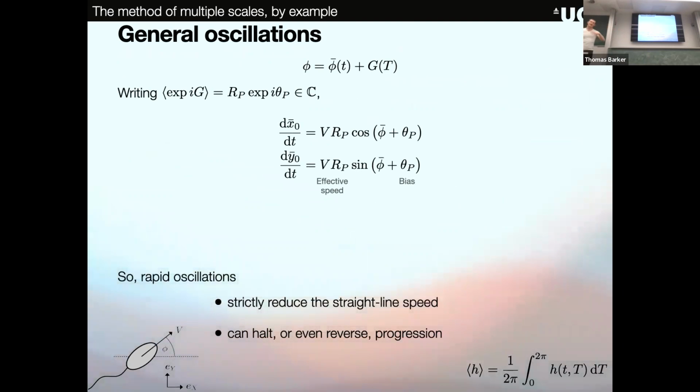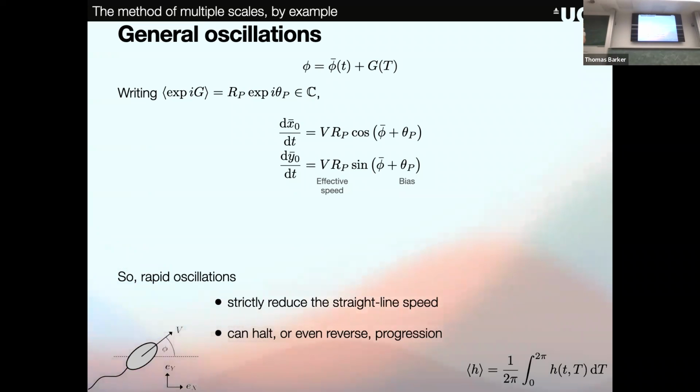And then you can repeat all of this analysis and go through. It's not terribly exciting. It really is identical. And you get some sort of effective speed out of these equations and then some effective bias angle out of this, all depending on your capital G. You just have to compute a particular average of it. So all this is doing is taking the average of cos G and sine G, right? That's all that's doing in maybe a neat way.